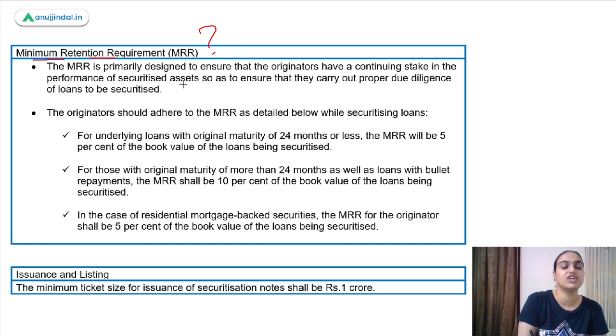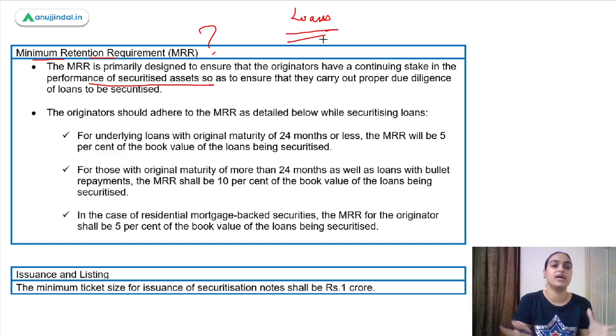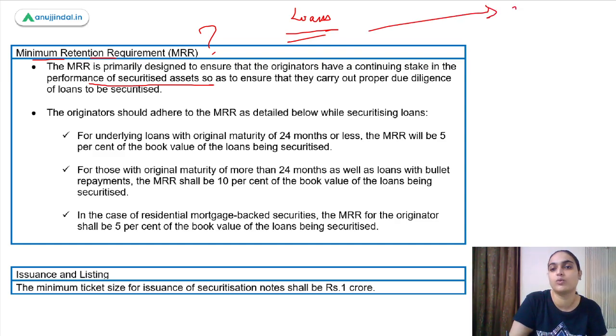Minimum retention requirement is designed to ensure that originators have continued stake in the securitized assets. Now, suppose you have given some loans and the mortgage pool which you have built up by giving those loans, you want to convert them into other securities. Basically, you want to go for the securitization process.